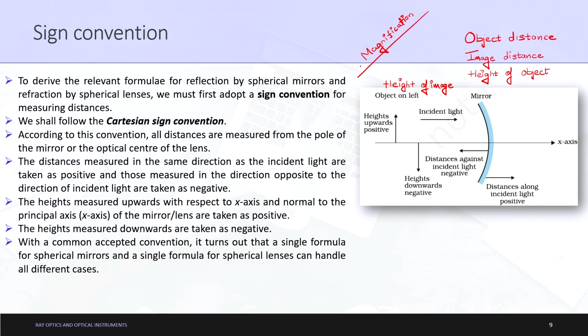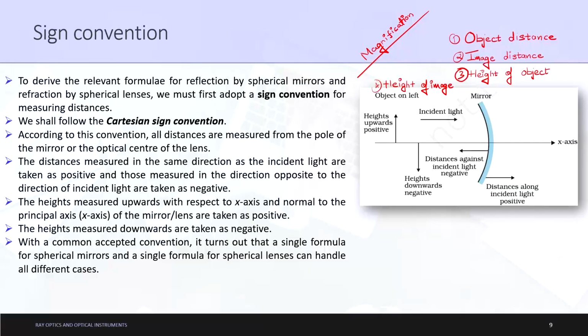So to deal with each of these concepts written here, we adopt a sign convention, so that everything can be interpreted by us, whether it is visible or not, real, virtual, inverted, etc. Okay, so let us start. To derive the relevant formula for reflection by spherical mirrors and refraction by spherical lenses, we must first adopt a sign convention for measuring distances.